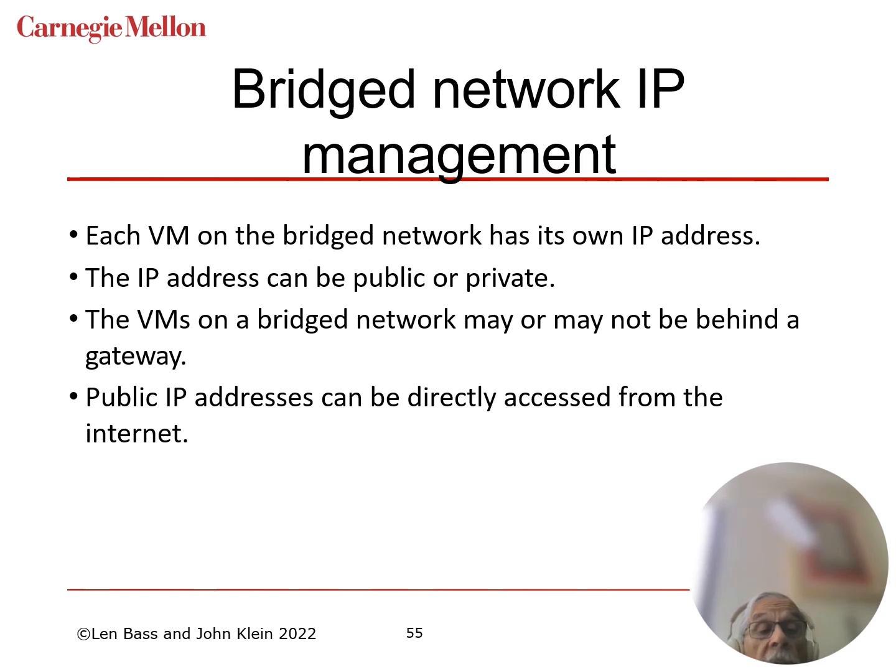So each virtual machine has its own IP address. These IP addresses could be private or public, but if it's on a bridge network, it may or may not be behind a gateway. So let's ignore that for a minute. Those virtual machines with public IP addresses can be directly accessed. If it's behind a gateway, then the gateway would send it to it. The gateway would be external to the hypervisor, over the network that this physical machine is on.